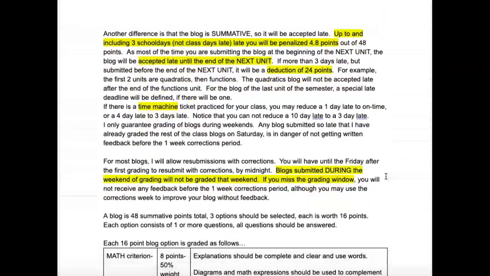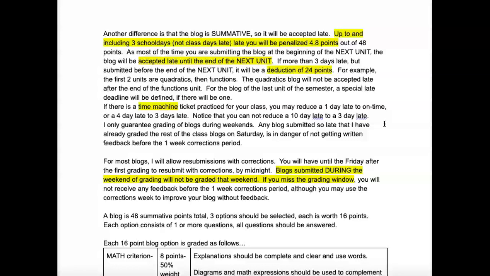Next page. So the blog is summative, so that means it is possible to submit it late. Remember the late rules. You lose 10% of the points if you turn it in from 0 to 3 school days late. These are school days, not class days. So the day that you don't go to class is also counted as one of the days. So out of 48 points, that would be 4.8 points you lose off the top.